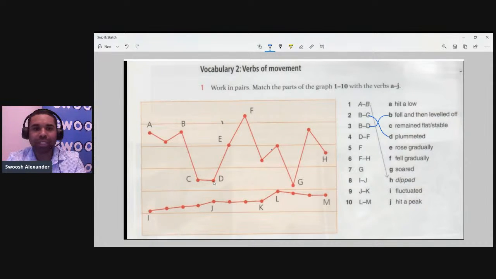Next we have D to F. And we can see that if we look at the value where it was at point D, and we see where it gets to with point F, that we have a steep and dramatic increase. And another way to talk about a dramatic increase is to say that it soared. So the value soared between D and F. And that will be the answer for that one.